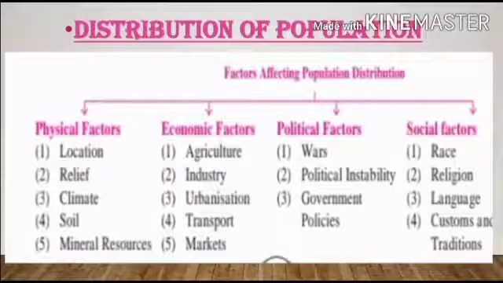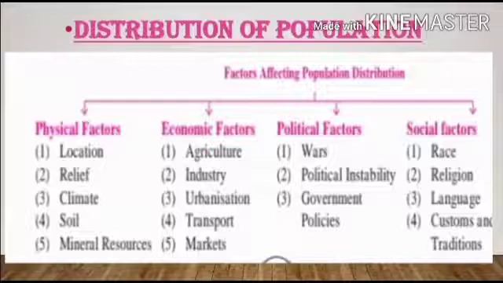Distribution of population means the number of population is not equally distributed in the area. We can see that in cities many people are living, whereas in villages less number of people are seen.